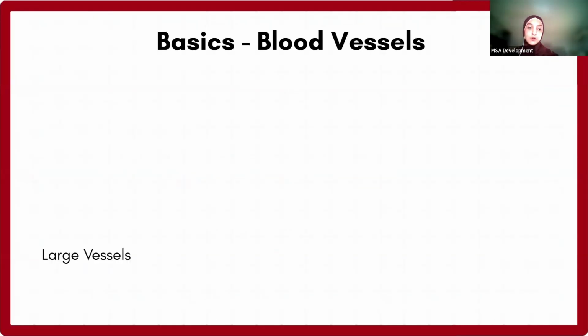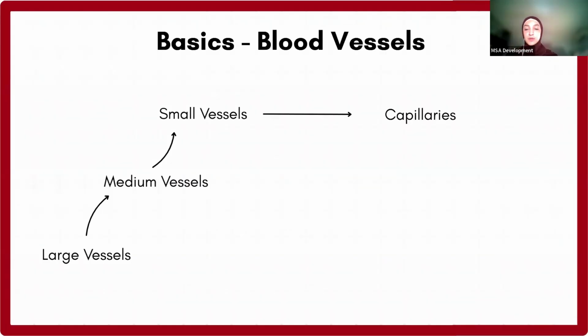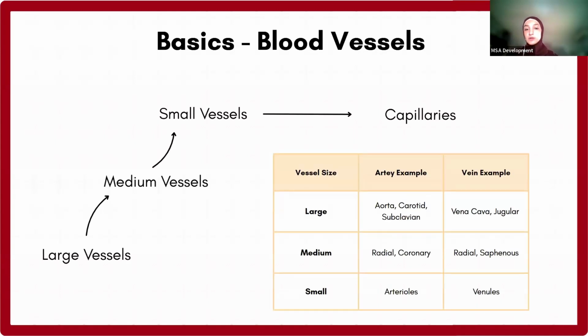Basics of the blood vessels. Now, as we know, we start off with large vessels. They form medium vessels, and these medium vessels then form small vessels, and these small vessels coalesce all together into a system known as the capillary system. All of these are just important for the discussion that we're going to have today, so keep them in mind as you're going through the PAL. Now, this is just a small table for reference. It's not that important, just so it creates a clear picture in everyone's head.